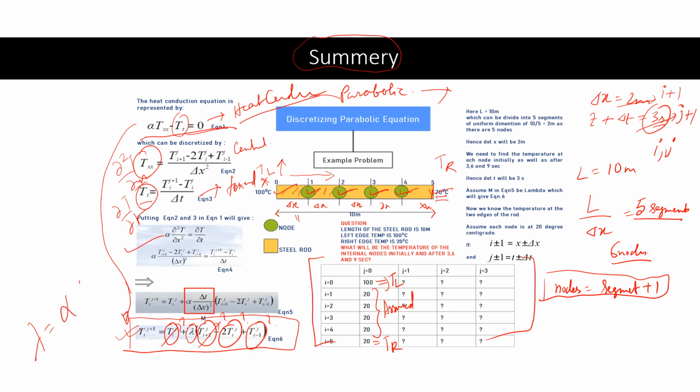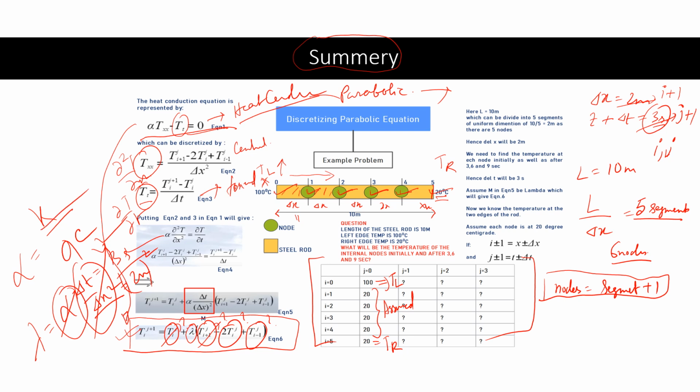Lambda is actually alpha del t by del x. Del x you know is 2 meters and del t is 3 seconds. So this part is also known, right? But you do not know what alpha is. To find it out, you have to find k, rho, c. So the values of these constants will give you the value of alpha, right? Once lambda is known, then you can find out what this is.